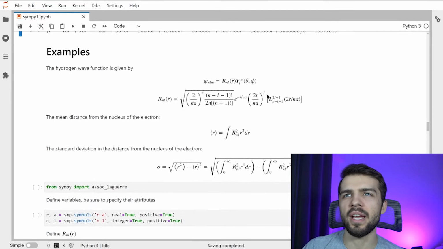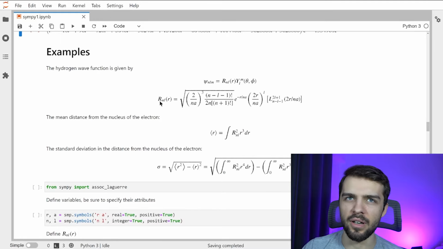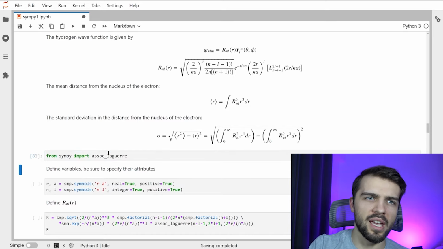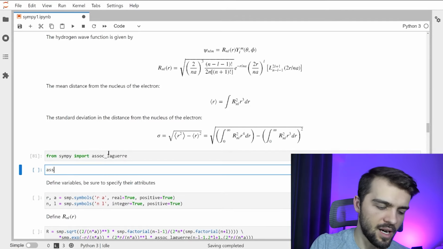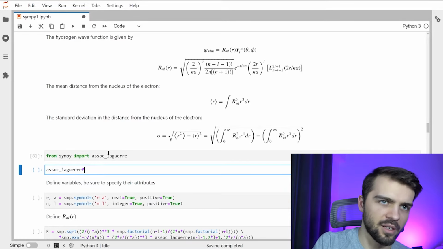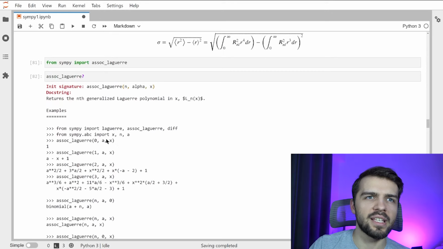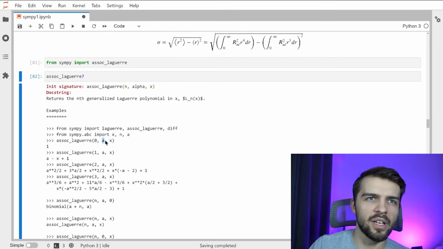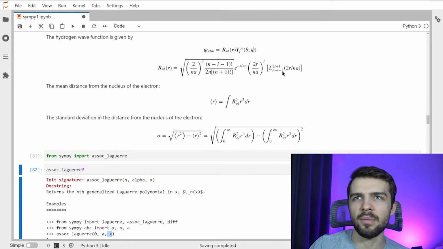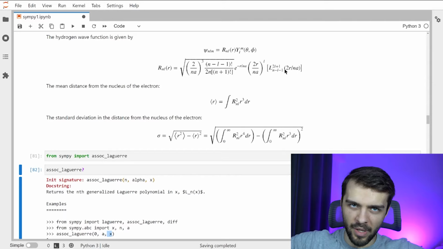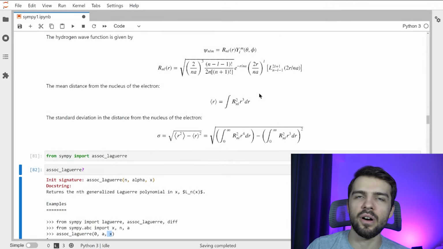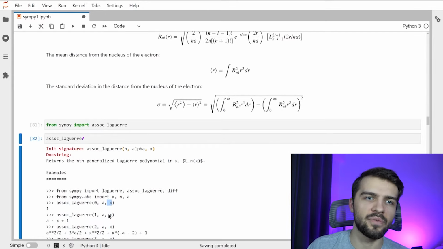So the first thing we notice is that we have this associated Laguerre polynomial in R_nl of r. We're going to define this first. So we need to import it. This is just a function from SymPy, assoc_laguerre. And I can look at the arguments it takes. It takes in two values and then x. And so these two values are these numbers here, n minus l minus 1 and 2l plus 1. That gives what the polynomial actually looks like, the structure of the polynomial. And then x, in this case, is just 2r divided by na. So that's how you would define this Laguerre polynomial.